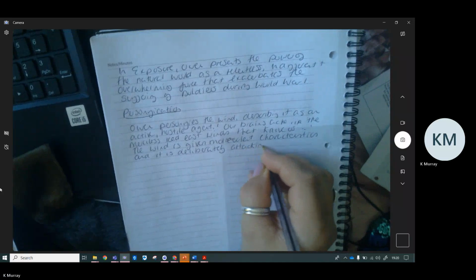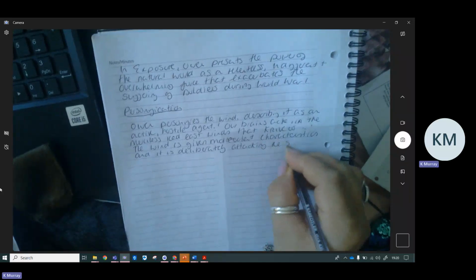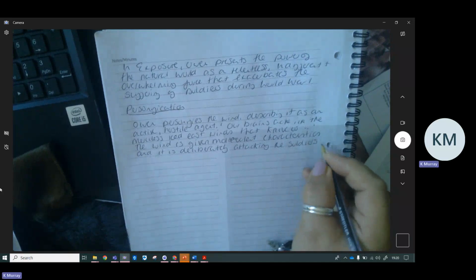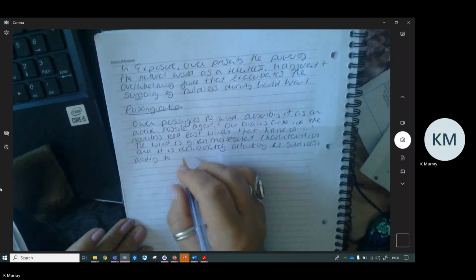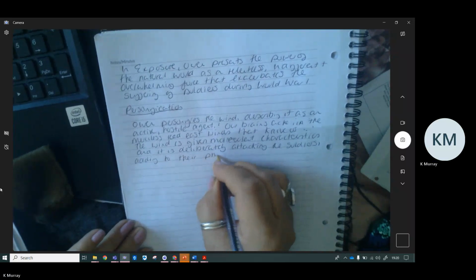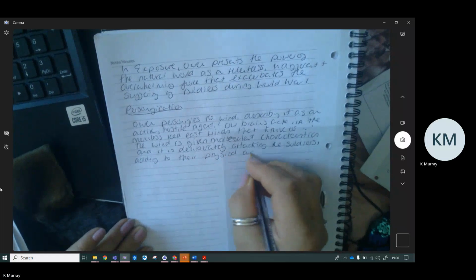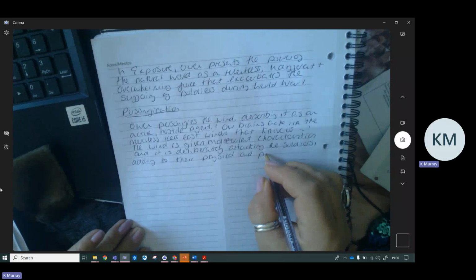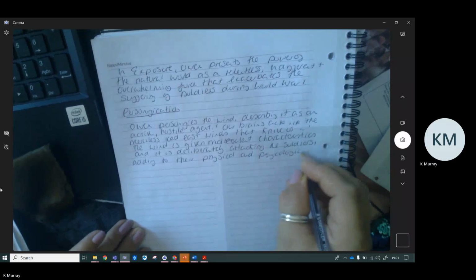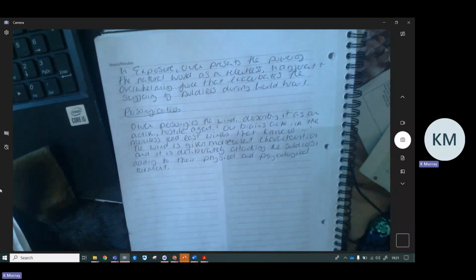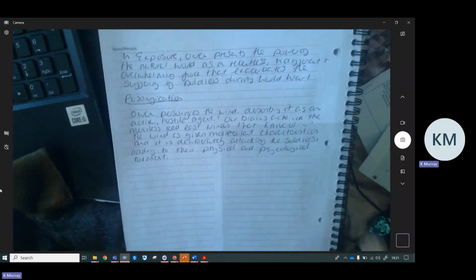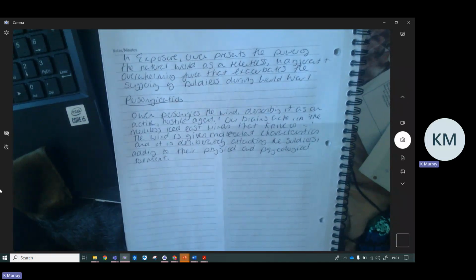Deliberately attacking the soldiers, adding to their physical and psychological torment, okay? Because they're suffering, their bodies are suffering, but so are their minds, aren't they? Yes, that's always the effect of personification, isn't it? That something is deliberate. You personify something and it is deliberate, isn't it?